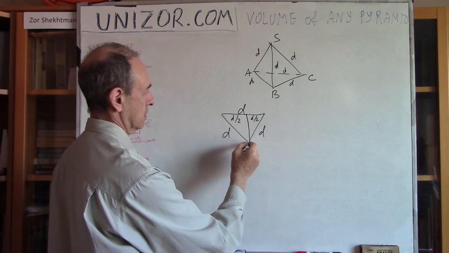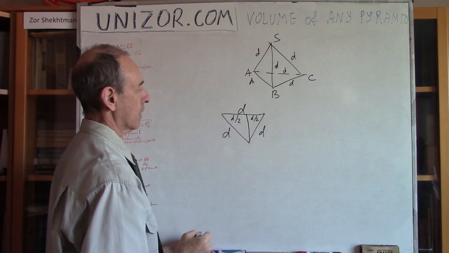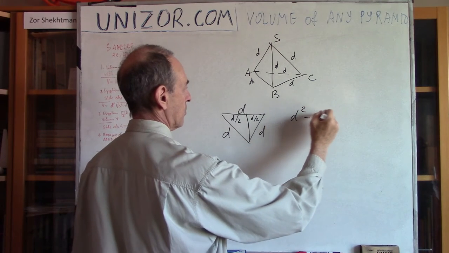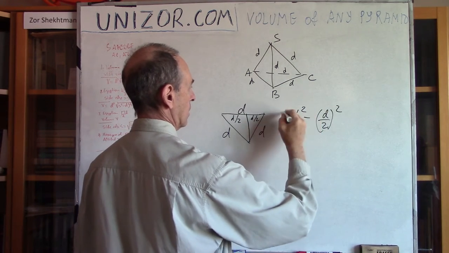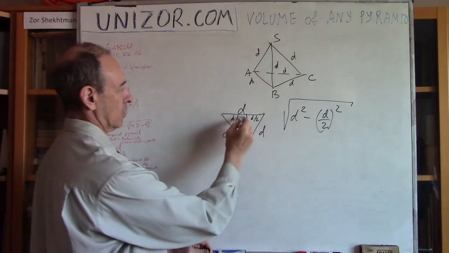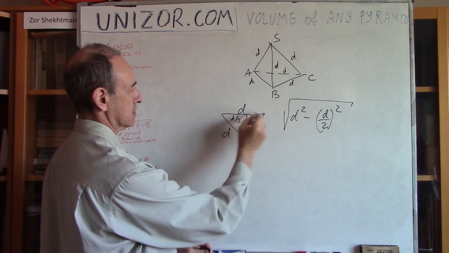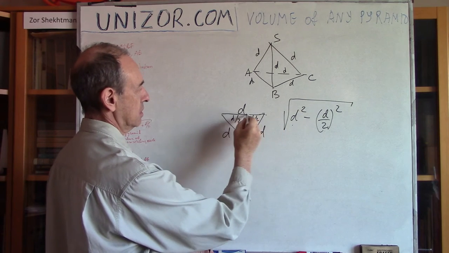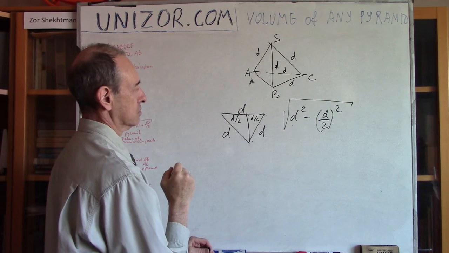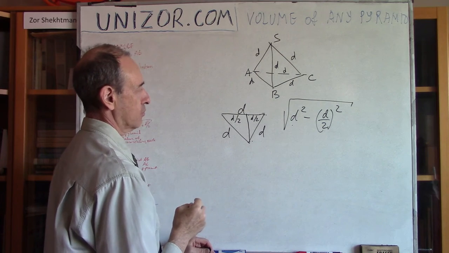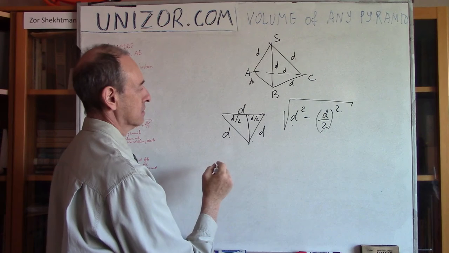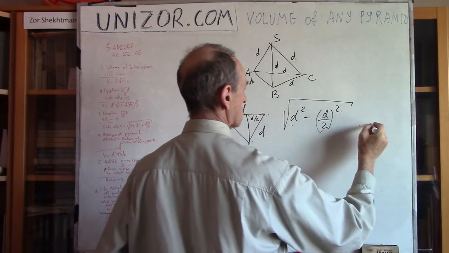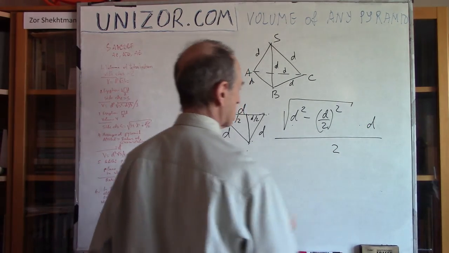Now, the altitude of this triangle is equal to, from the Pythagorean theorem, the square root of d squared minus (d over 2) squared, right? Here d is the hypotenuse and these are two catheters. So the hypotenuse is equal to d, and one catheter is equal to d over 2. So that's the formula, right? Now this is the height, and the area is base times height divided by 2. So it's times d and divided by 2. That's my area.